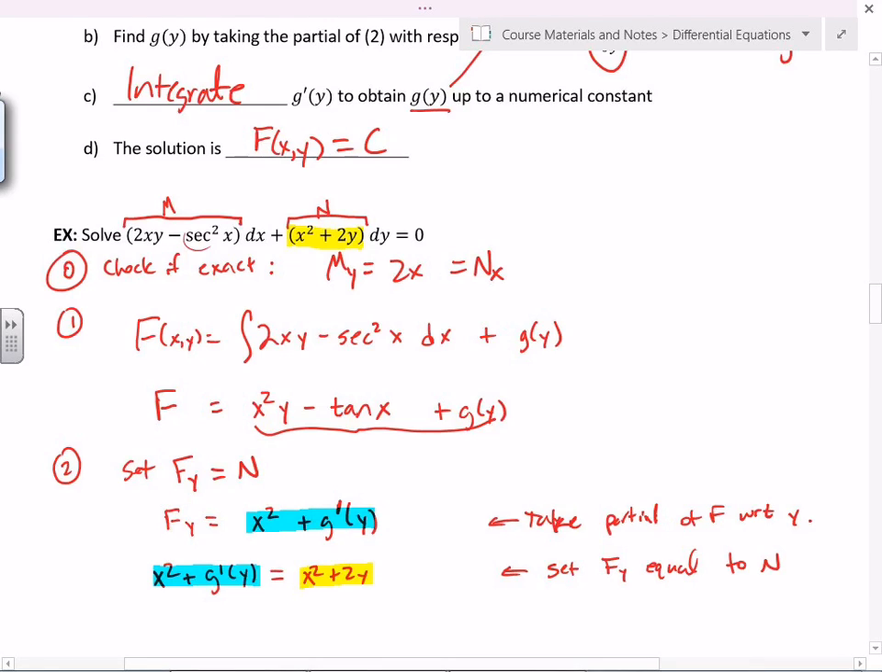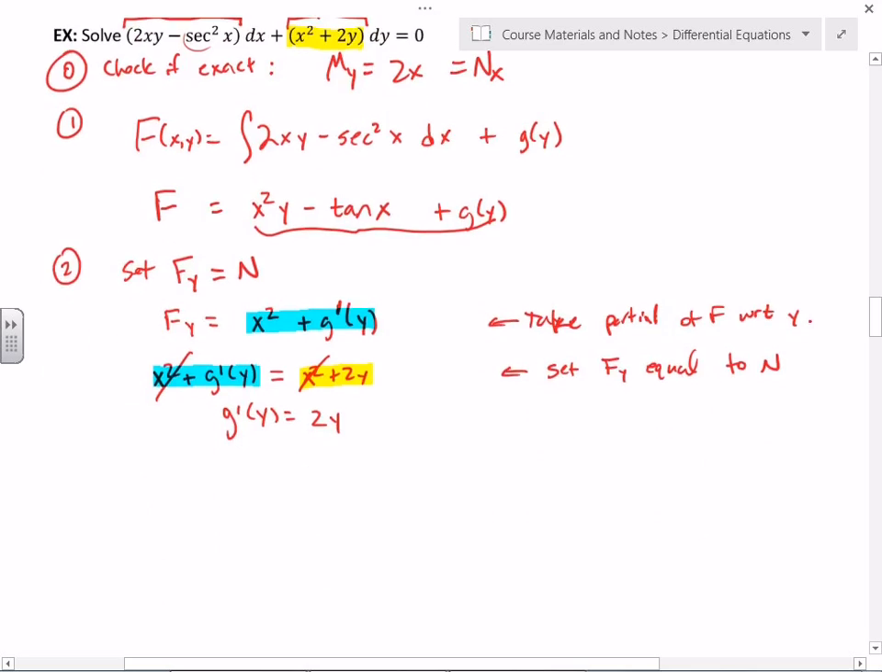So if you did this right, the g prime of y should only be dependent on y. There should be no x's there. Right? Because see what happens? You with me? Yes. And now, what's g of y? This is step 3. Integrate, it is the integral of 2y dy, or y squared.